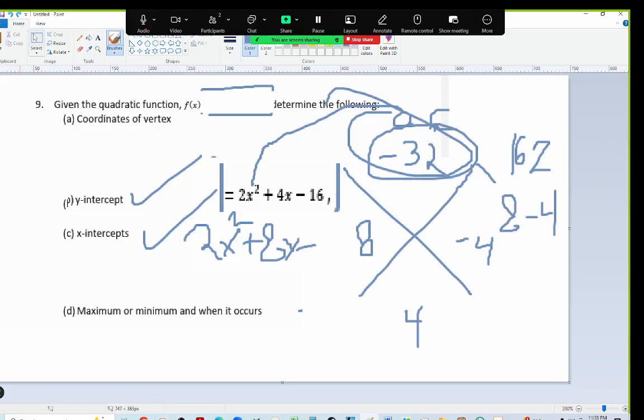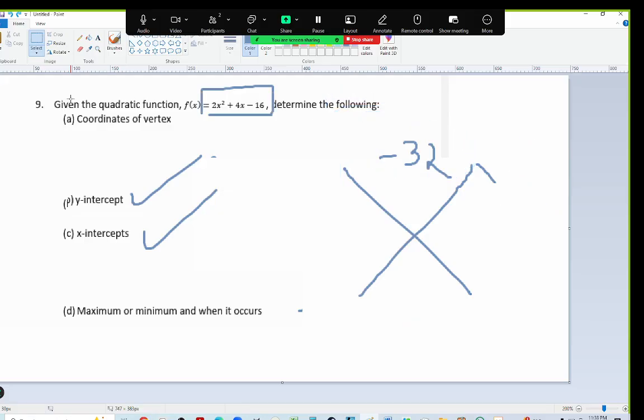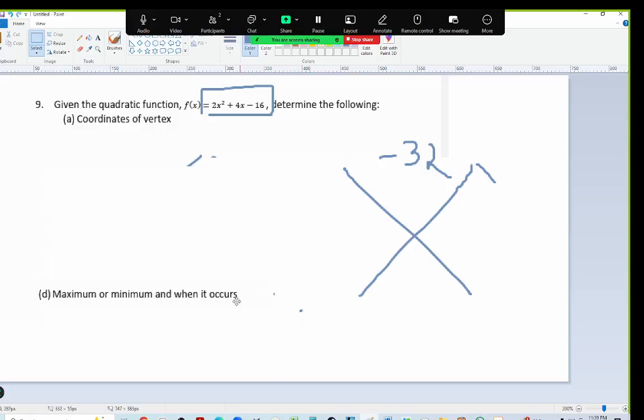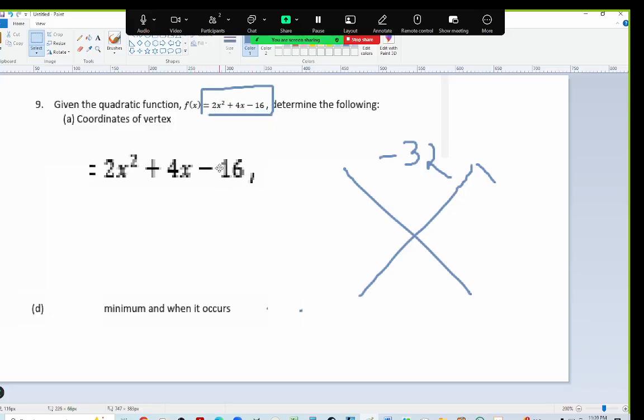Here's the hardest part of this question, though. Skip everything we did. We figured out everything. It's a maximum, by the way. Sorry, it's a minimum, because it's aiming up. We just don't know the coordinates of the vertex, because this is hard to figure out. What do I do to figure it out from standard form? What did we do a lot? I kept saying complete the square.